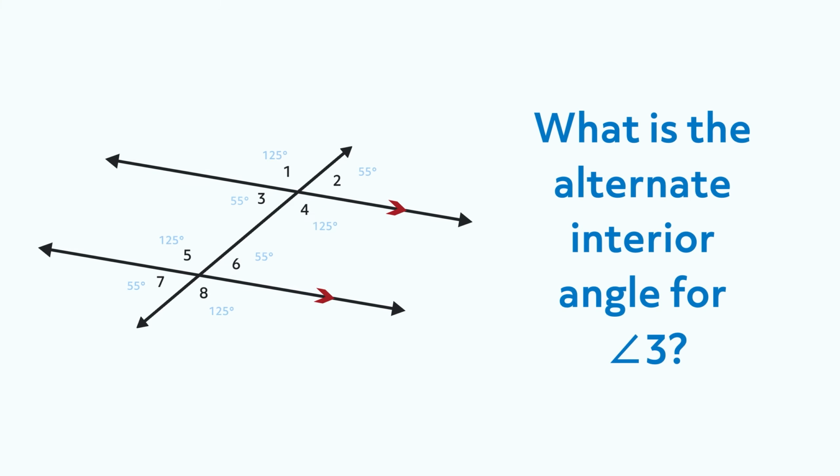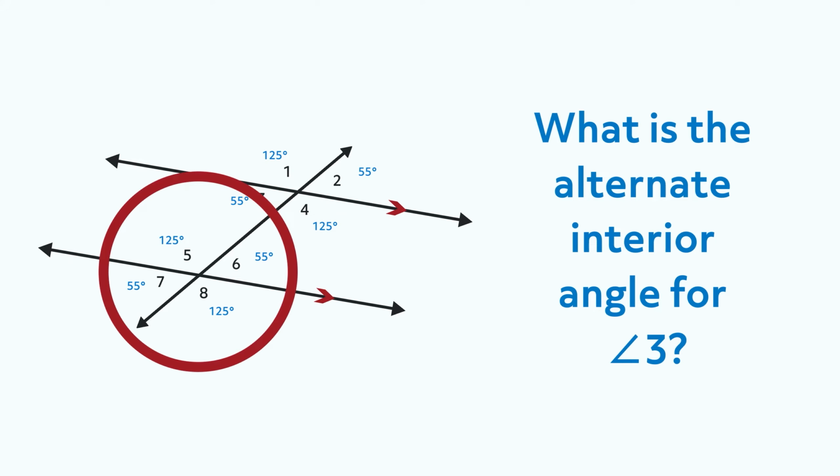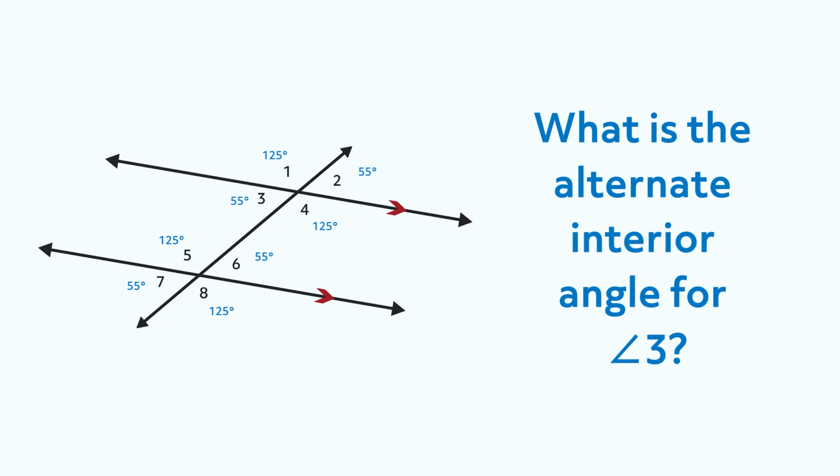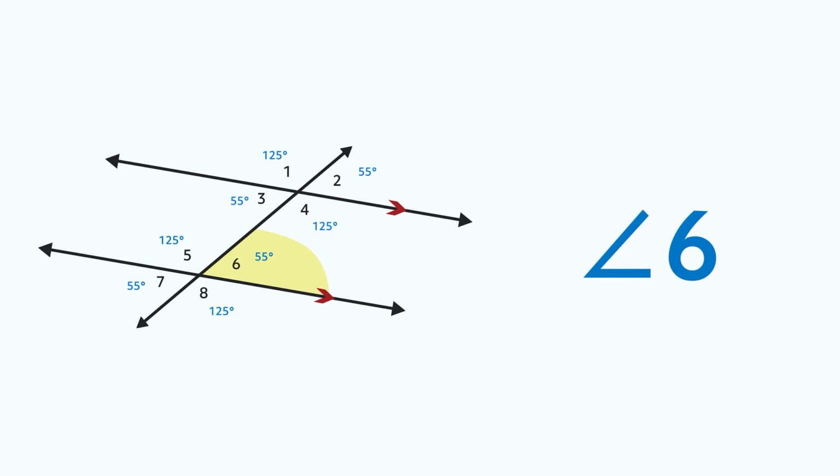Something like, what is the alternate interior angle for angle 3? We would look to the other group of angles, then to the other side of the intersecting line, and then find the only angle that is an interior angle, which would be angle 6. The same side interior angle for angle 3 is angle 5.